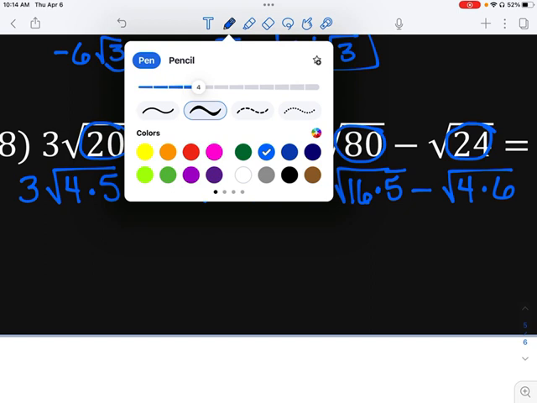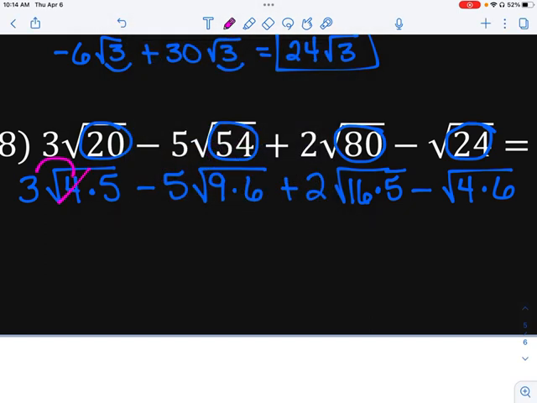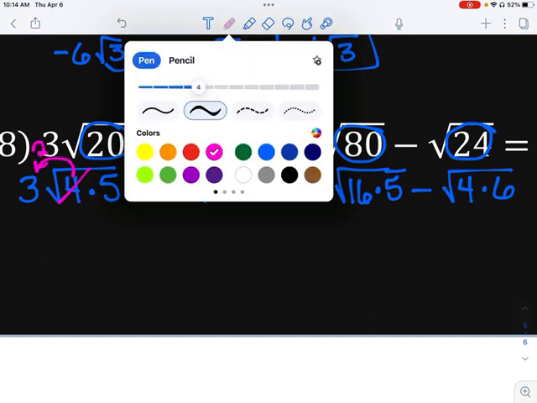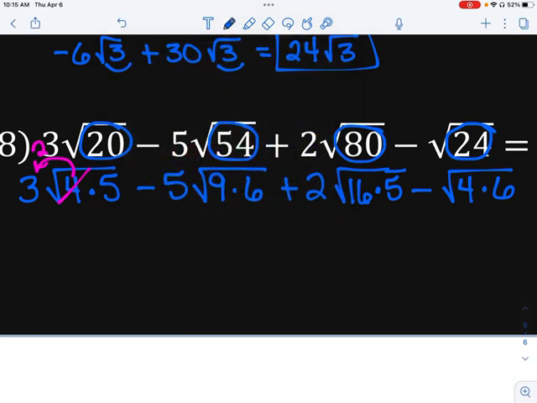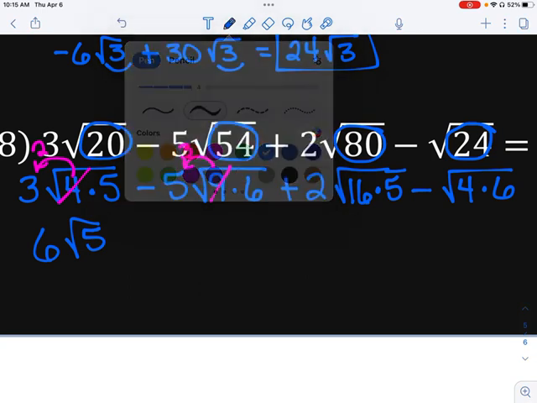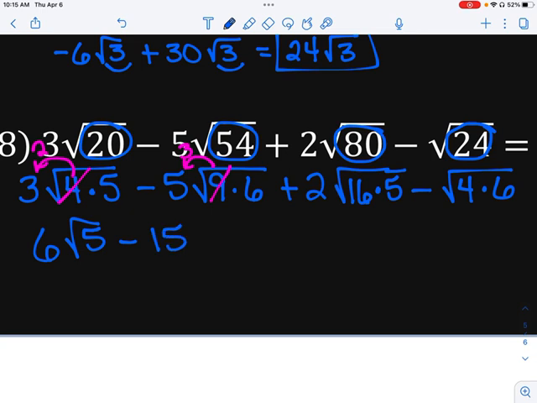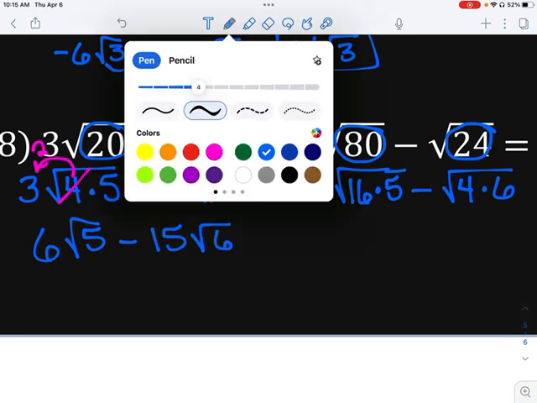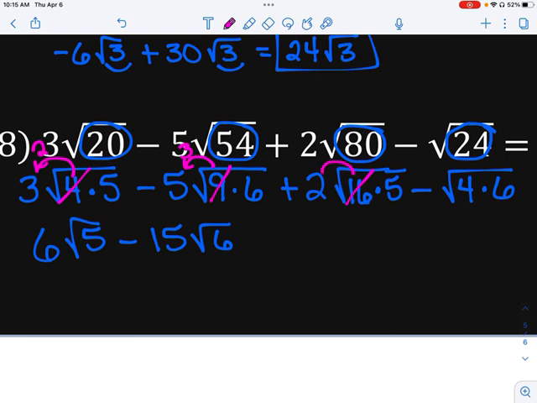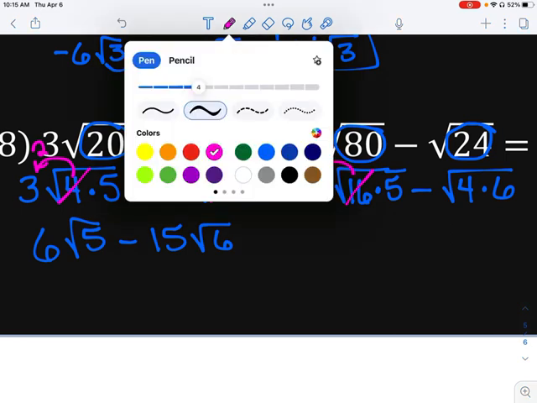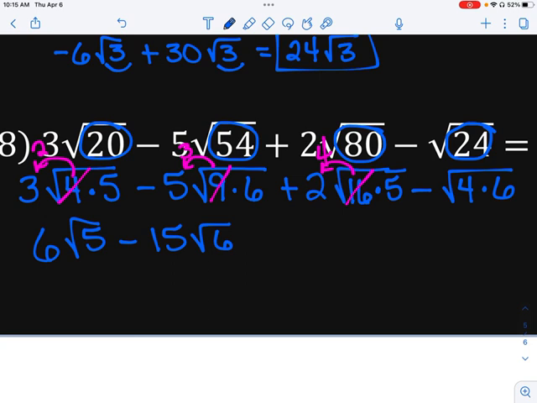So now we come back to simplify these. So square root of 4 is 2. So I'm going to bring that out, and that's now going to get me 3 times 2, which is 6, square root of 5. On the second one here, I have the square root of 9. I bring out that 3, and that's going to get me negative 15 square root of 6. Then I come in here, the square root of 16 is a 4. So now I'm going to get 4 times 2, which is 8 square root of 5.